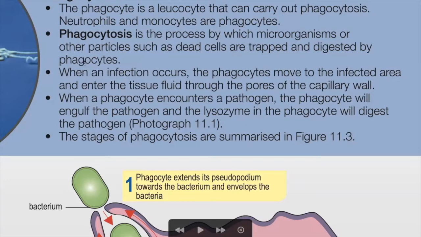Cikgu, phagocyte tu apa cikgu? Okay, phagocyte is a type of white blood cell. Ingat tak kita belajar white blood cell? White blood cell ada banyak kan? So phagocyte is also one of the white blood cell. So awak tengok kat sini. Phagocyte is a leukocyte. Leukocyte tu adalah white blood cell lah. Ingat tak kita belajar leukocyte tu. Okay, phagocyte is a leukocyte that can carry out phagocytosis. The examples are neutrophil and monocyte. Nama lain dia adalah phagocyte.